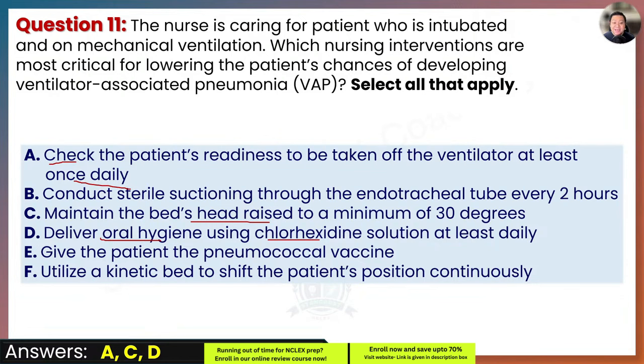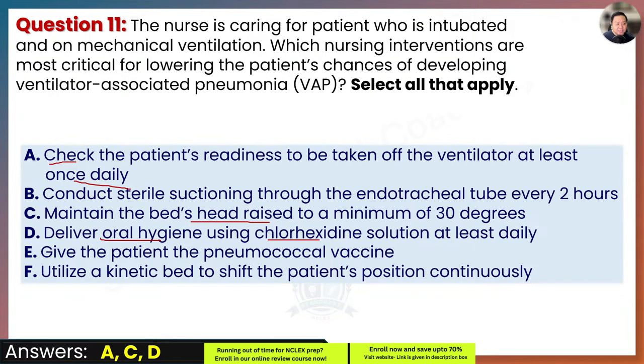And chlorhexidine is a strong antiseptic that is used to reduce bacterial load in the mouth. And it will also directly target one of the most common sources of the VAP infection. So when you are performing this daily, this is based on evidence, and this intervention can greatly lower the VAP risk. And so the other options, letter B, E, and F are all incorrect.